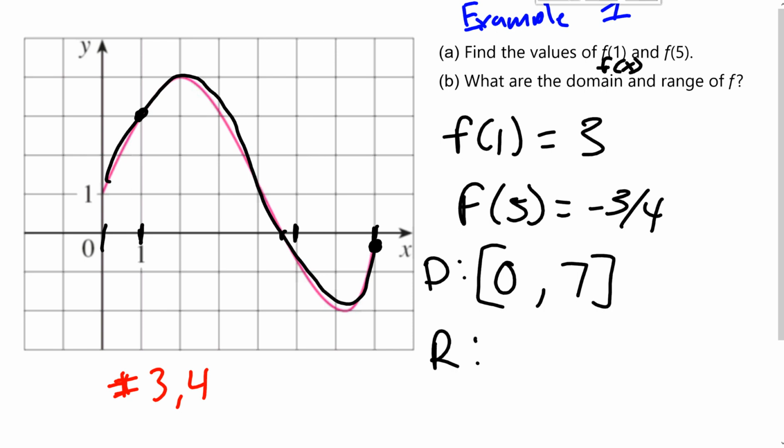The range goes from bottom to top, so the lowest y value to the highest y value: negative 2, and we do have a y value of negative 2, up until 4, and we do have a y value of 4, so we put those in brackets.